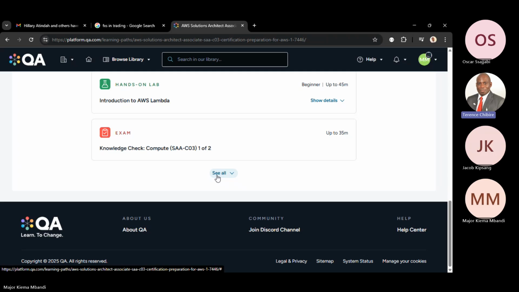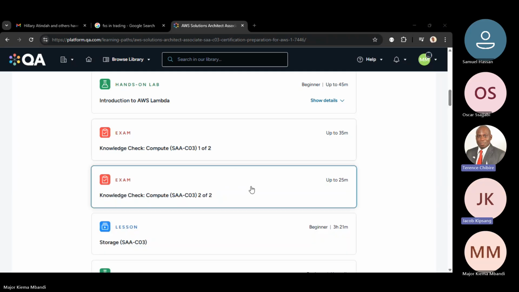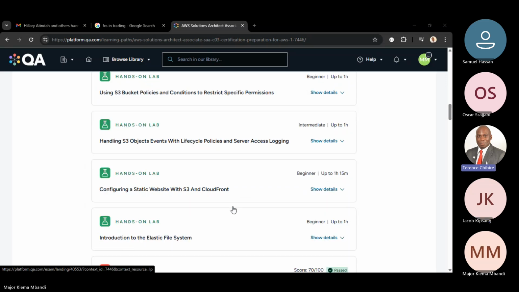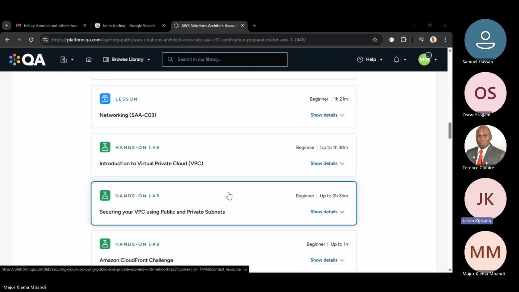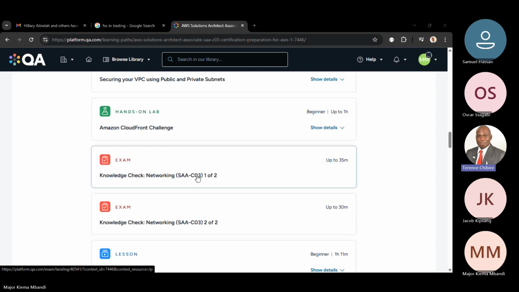Begun the recording. Can you confirm that that is the case? Yes. Samuel, Jacob, and Oscar have begun the recording. Is that the case? Yes. Okay, over to you, Major.